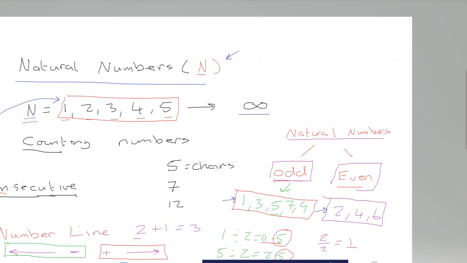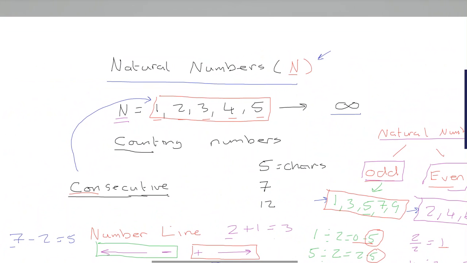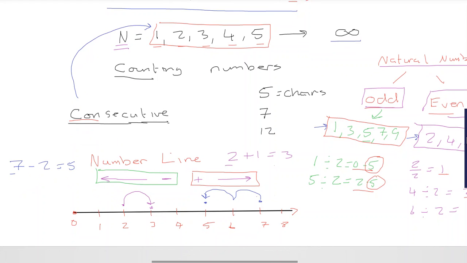Then we talked about the concept of what's known as the number line. The number line can be used to represent your natural numbers. So you can put them on a line like so. You have 1, 2, 3, 4, 5, 6, 7, 8. And this here indicates that this line goes on indefinitely in this direction. So it goes on forever, right on to infinity.